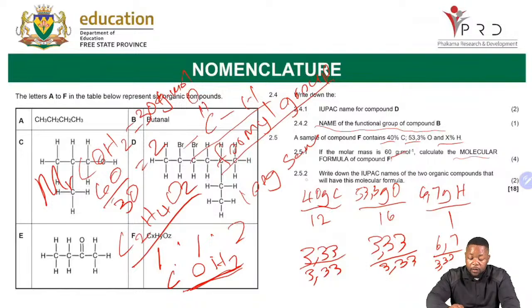So if we answer 2.5.2, the question says, write down the IUPAC names of the 2 organic compounds that will have this molecular formula. So how many carbons are there? There are 2 carbons, and there are also two oxygens. So the first one can be ethanoic acid, and the second one would be methyl methanoate as an ester.